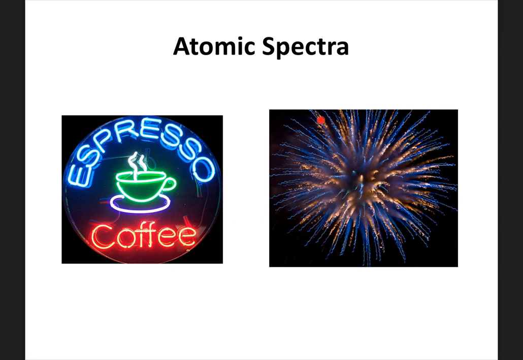If you want to have different color fireworks, you switch out the elements in the fireworks. If you want a green firework, you use something like barium. If you want more of a red firework, you're going to use something like strontium or lithium. So it's the same idea. When you burn these elements in the fireworks, the electrons get excited, they jump to a higher energy level, they fall back down just as fast, and they give off energy in the form of light that you can see, and it has a pretty color, and you enjoy the fireworks.